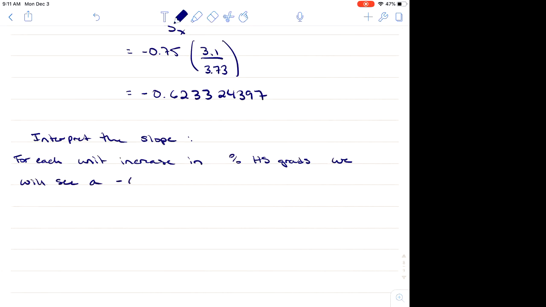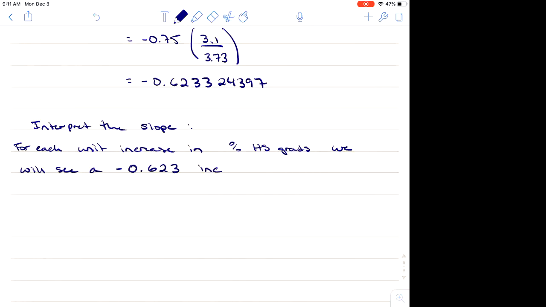we will see a negative 0.623 increase. Even though it doesn't sound that great, I apply the same definition to positive or negative slopes. So a negative increase, that's a decrease, right? But the tricky part is I don't want to see a negative 0.623 decrease. So that's an increase, right? So you have to be careful.